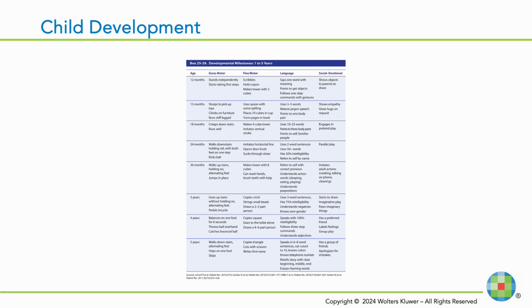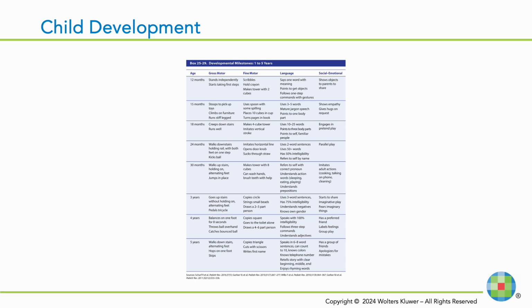They can have 3-word sentences. Their intelligibility is about 75%. They can understand negatives, no. They know and recognize one's own gender. They can begin to share, practice imaginative play, and they begin to fear some imaginary things.